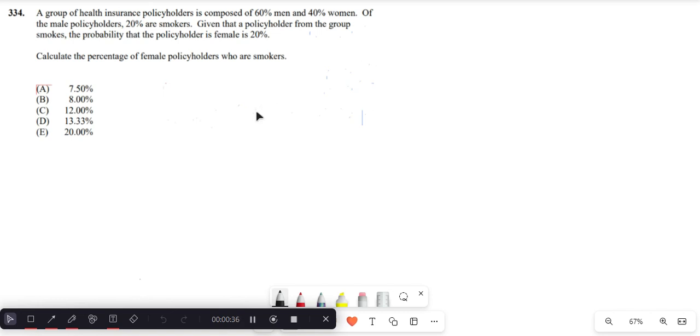Alright, so let us start by writing down the information that we're given. So they're saying that 60% of the policyholders are men. I'm going to let M be a policyholder being a man. The probability that a policyholder is male is 60%. And I'm going to let M prime be woman. The probability that a policyholder is female is 40%.